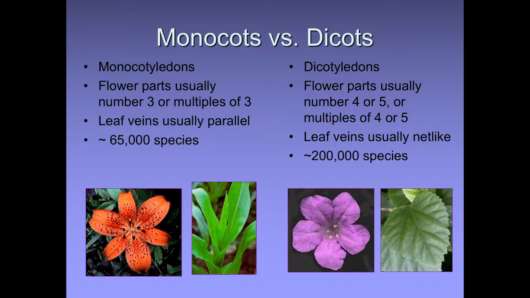Monocots have flower parts that are usually numbered in 3 or multiples of 3, usually 6. Leaf veins are usually parallel, and here are examples. There are about 65,000 species put in the monocot division. That's a lily, not one of the natives, but there it has the 6 petals, and then you have these long leaves with veins that run parallel with the edges of the leaves. Dicotyledons have flower parts usually in numbers of 4 or 5 or multiples of 4 and 5. Leaf veins are usually net-like, as in the picture there, and there are approximately 200,000 species. When this was written, they had 170,000 in 2002. And when I Googled it this week, it's up to almost 200,000.